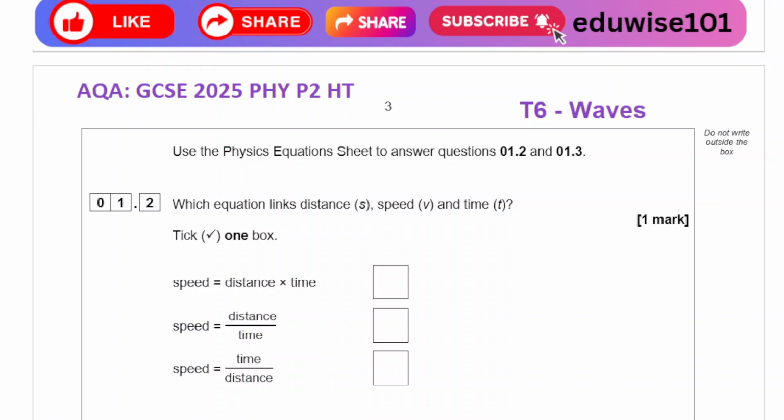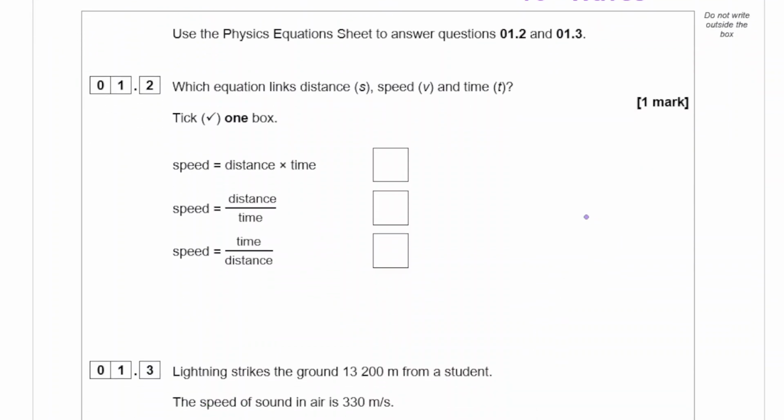Use the physics equation sheet to answer the questions. Which equation links distance, speed, and time? Speed equals distance divided by time.